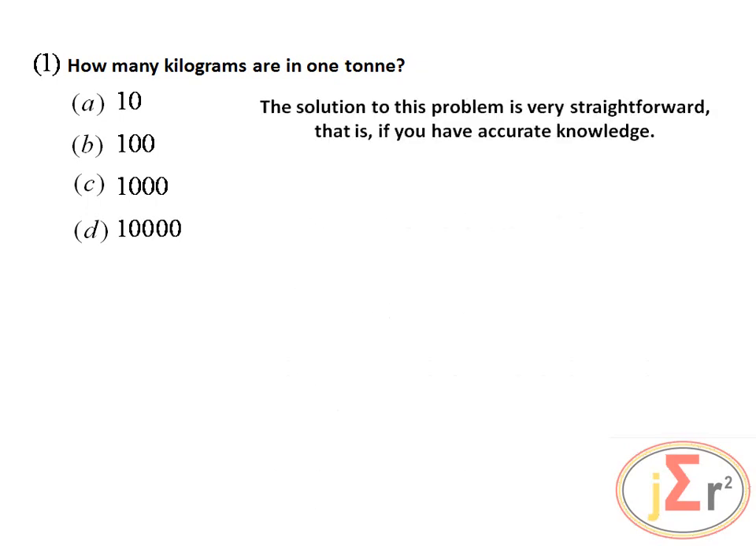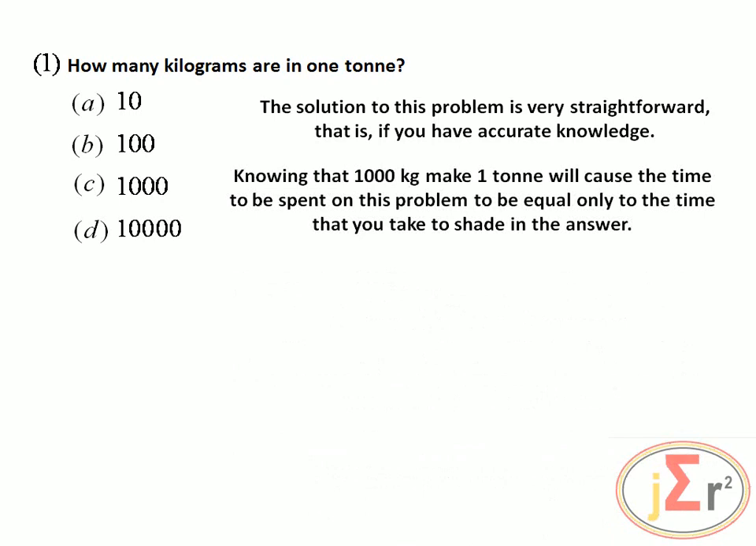The solution to this problem is very straightforward, that is, if you have accurate knowledge. All candidates of the CXC CSEC should know that 1,000 kilograms make a ton. Knowing that will cause the time spent on this problem to be equal only to the time that you take to shade in the answer.